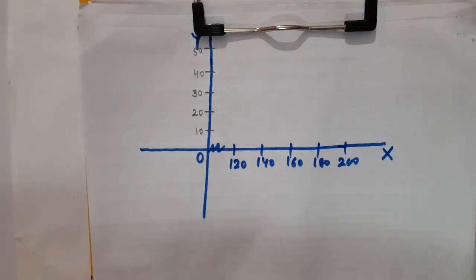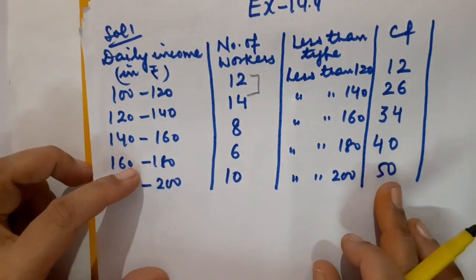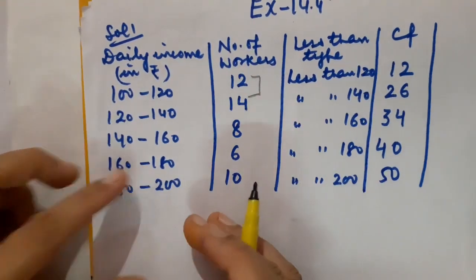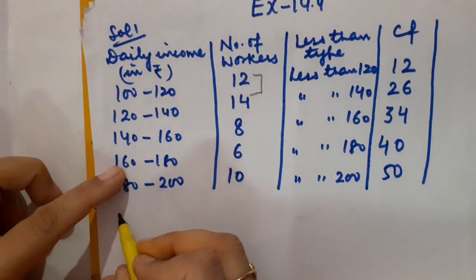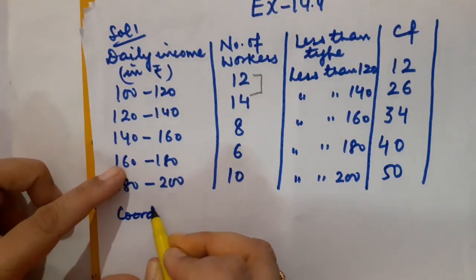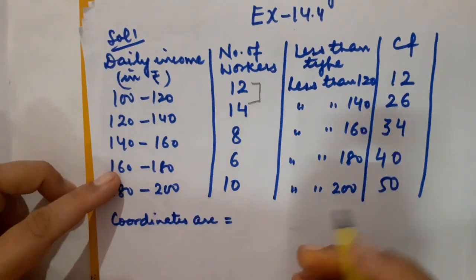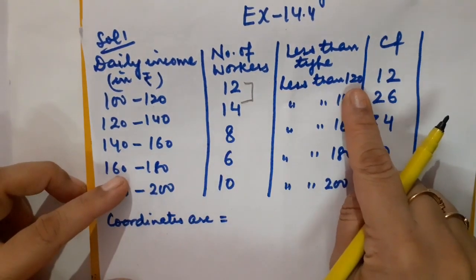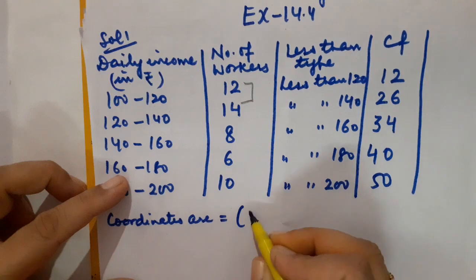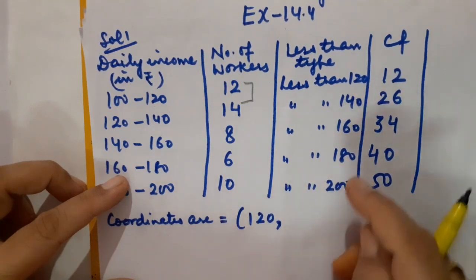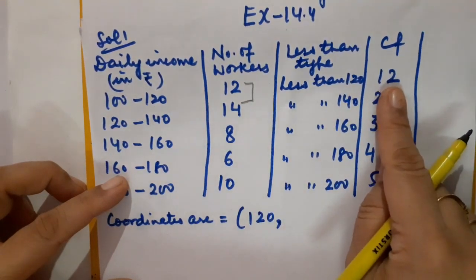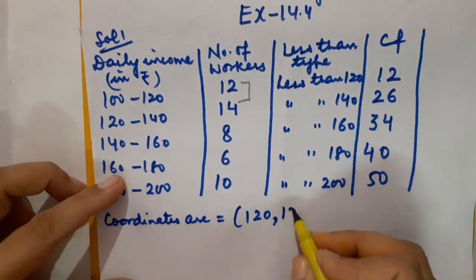So now let us plot the coordinates on this Cartesian plane. Please observe this table. Can you please let me know what the coordinates will be? The coordinates are, as I told you, the upper limit will be considered as x coordinate, so it will be 120, and the cumulative frequency will be considered as y coordinate, so it will be 12.